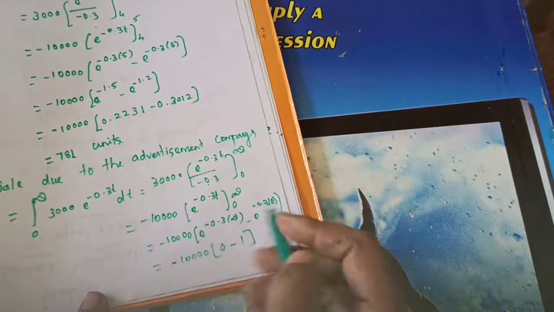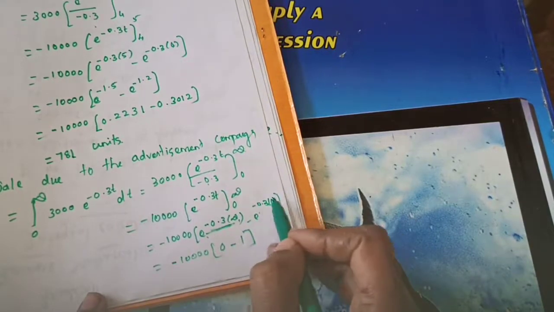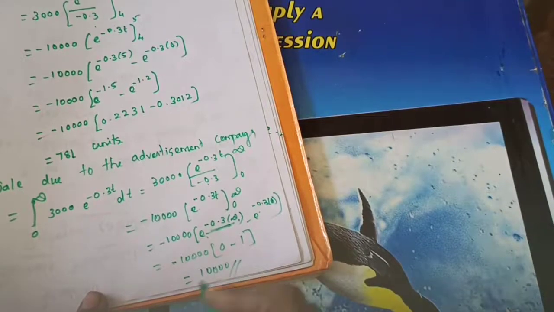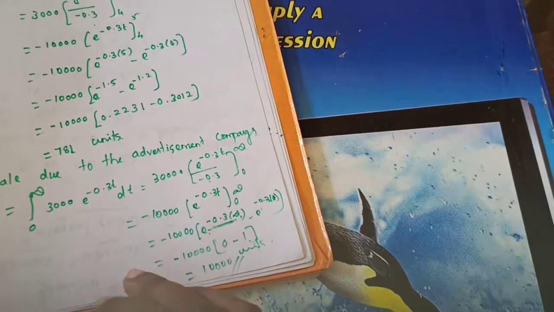0 minus 1, so this will be 0. Is it right? E power infinity means 0, e power 0 means 1. So you will get minus into minus plus 10,000 units. Understand students? Understand all of you? Okay, I hope you got a good idea.